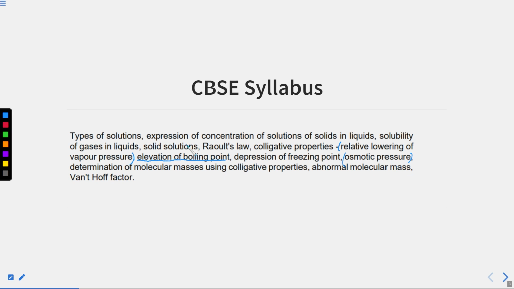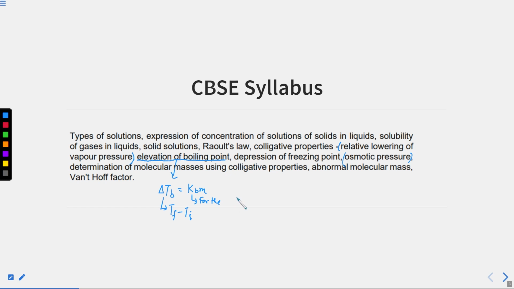If you remember, in the previous class we wrote the formula for the elevation in boiling point as delta TB equals KB m, where delta TB is T final minus T initial. This KB is the ebullioscopic constant, and it is for the solvent. So remember this accurately, because you may get confused.